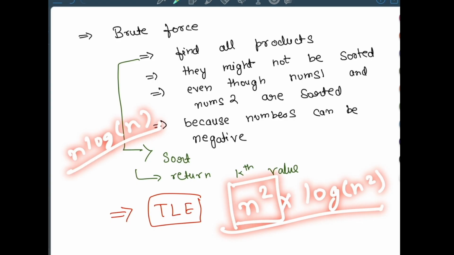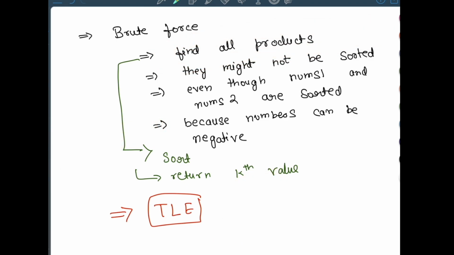That's because we are finding all the products. So the number of elements is going to be n multiplied by n. And this is for sure going to give us a time limit exceeded error. And that is why this complete brute force is not going to work. We might need to think of something else.